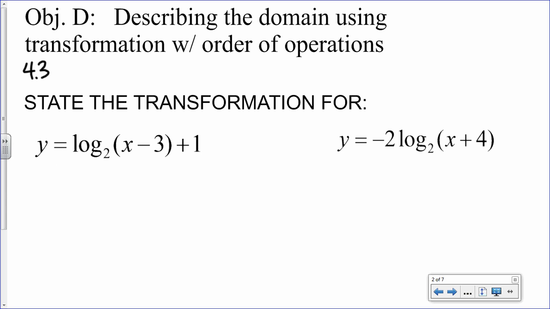All right, what we want to do is identify the parent function. So the parent function for logs or exponents is just the base with x. So this is log base 2, so log base 2 of x. And actually I need to have y equals. So I'm going to state the transformations from that parent function.